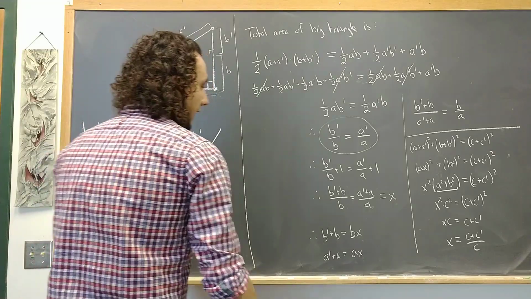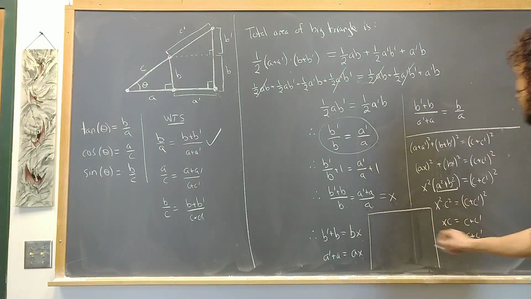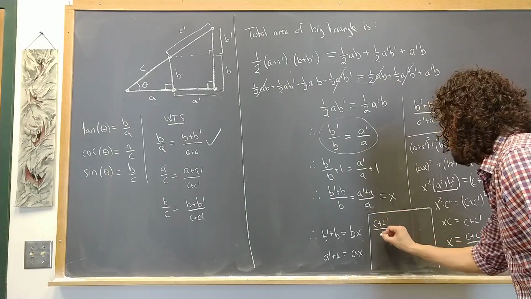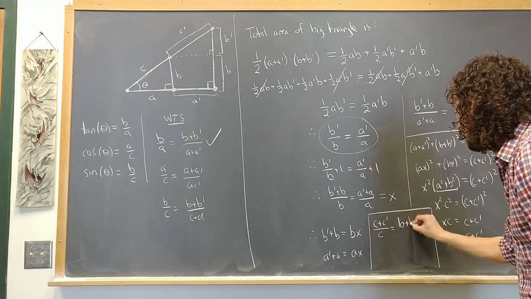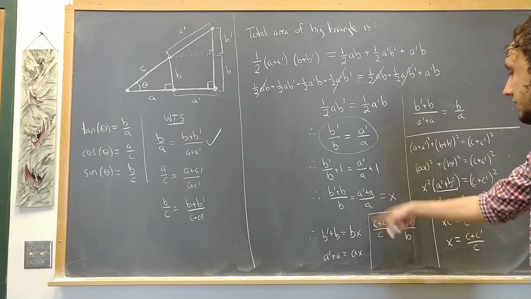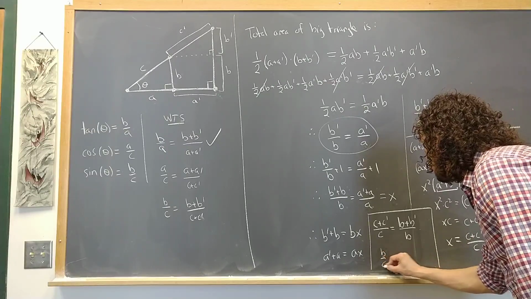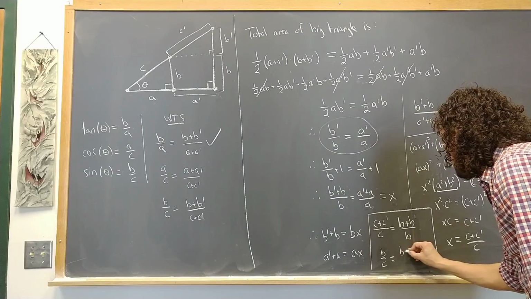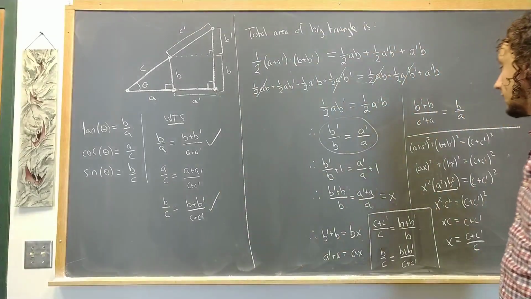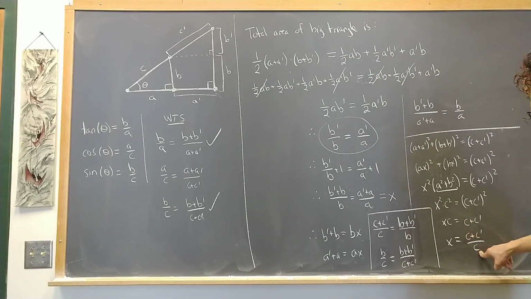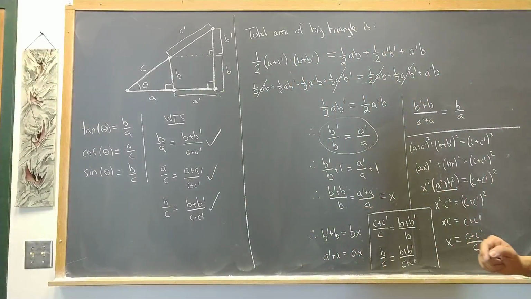So we also have that, for example, (c plus c prime) over c is equal to x, which is equal to (b plus b prime) over b. Which we can again rearrange to get b over c equals (b plus b prime) over (c plus c prime), which is exactly this one. And if I use the fact that (c plus c prime) over c is also equal to (a plus a prime) over a, I can get this one in exactly the same way.